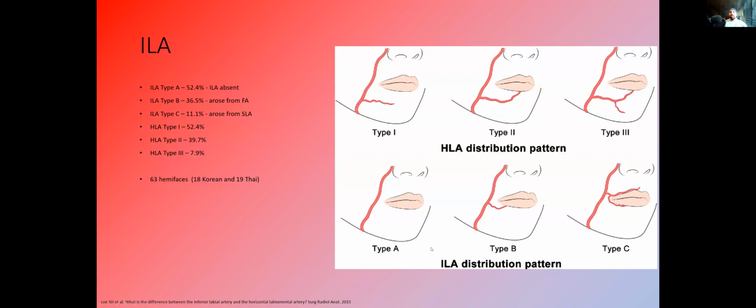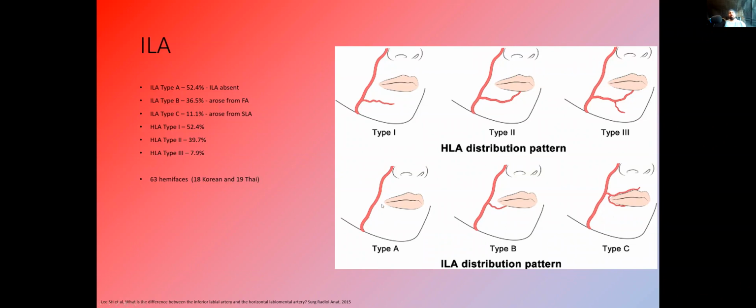Now, the HLA is your horizontal labii artery, a branch of the facial artery. But let's just look at the bottom 3 here. Here, the inferior labii artery, where is it? It's not there, it's absent. In type B over here, you have your inferior labii artery coming from the facial artery, and as I said earlier, in 80% of cases, it's at the level of the oral commissure. And in type C, you have the inferior labii artery, but guess where it comes from? It comes from the superior labii artery.